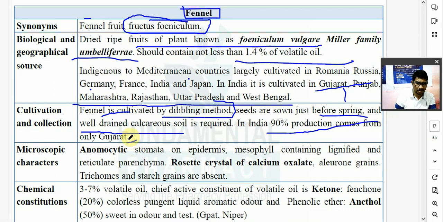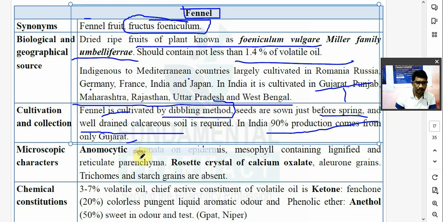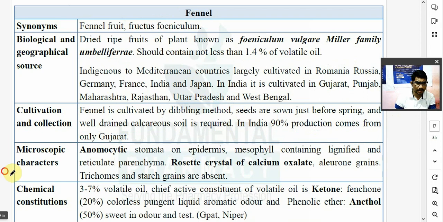Next is microscopic characters. Which type of stomata? Anomocytic stomata are important if present on the epidermis, then mesophyll containing lignified reticulate parenchyma. What does lignified reticulate parenchyma mean? If you treat a TS of this fennel with phloroglucinol and hydrochloric acid, you will get a pink color of this parenchyma. The parenchyma will look pink because they are lignified.